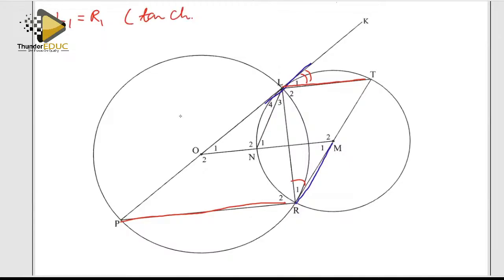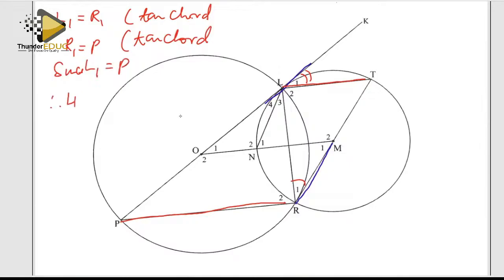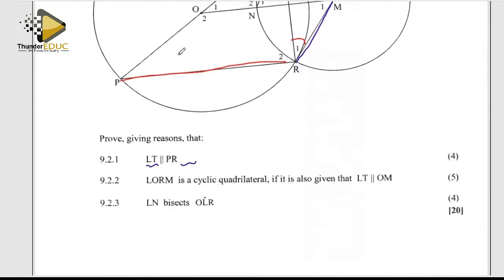Reason, that's a tan chord. Then if I look at the bigger circle, we're saying that R1 is going to be the same as P. That's also a tan chord theorem. And then we can say that since L1 is the same as P, therefore LR must be parallel, no, it's LT. Okay, so LT must be parallel to PR. Reason is the converse of the corresponding angles. So that is what we had to do with 9.2.1.